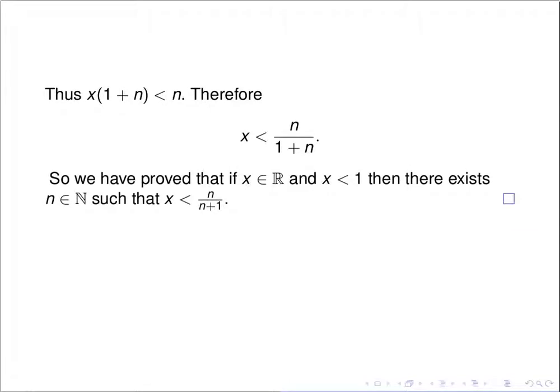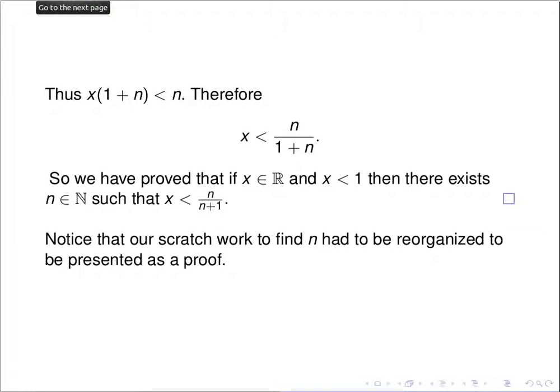So we proved that if x is a real number and x is less than 1, then there exists a natural number n such that x is less than n over n plus 1. Notice, again just to emphasize this point, the scratch work we did to find n, we had to reorganize it to present it as a proof. And that's not an uncommon situation when you're proving that something exists.